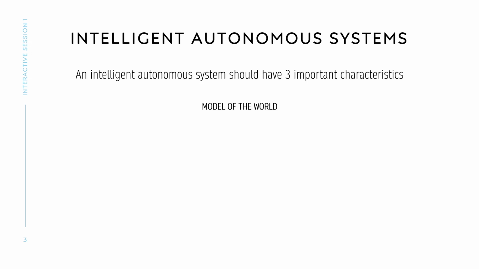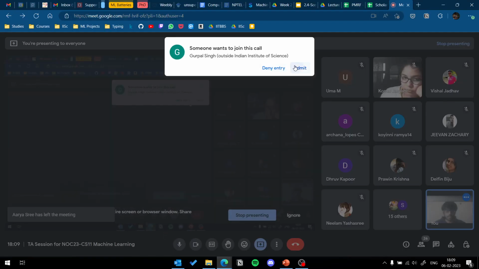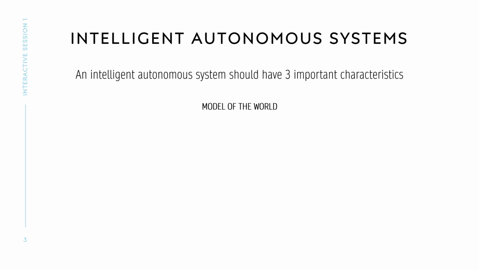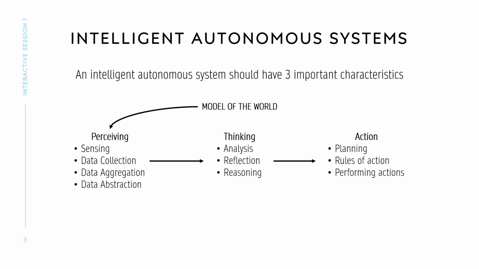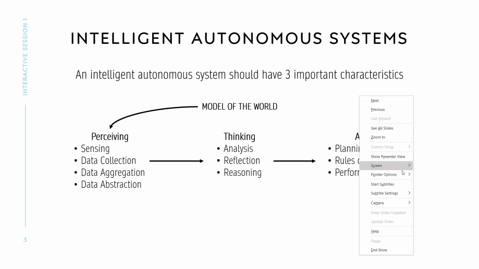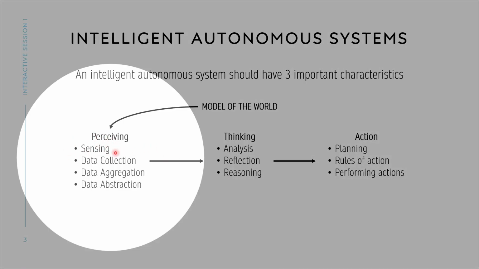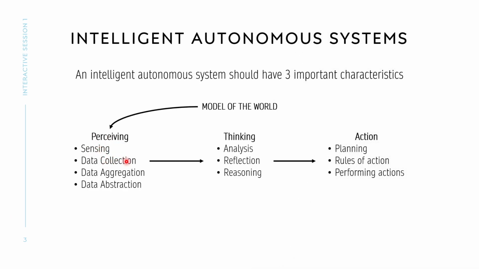So, what do I mean by an intelligent autonomous system functioning on its own? I mean that it should have three main characteristics. First of all, every autonomous system should incorporate a model of the world. So it needs a model where it knows how to function, and in that world, it should be able to do three things. First thing is to perceive. By perceiving, I mean it should be able to sense its surroundings, collect data about its surroundings, and aggregate and understand that data.